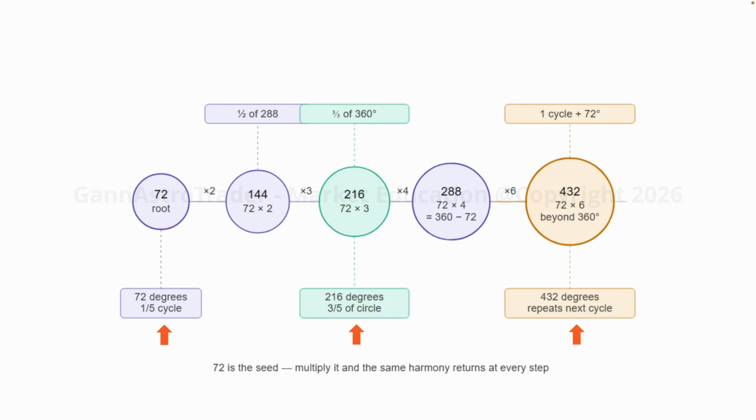From 72, a sequence begins to form. 72 multiplied by 2 equals 144. 72 multiplied by 3 equals 216. 72 multiplied by 6 equals 432. This creates a harmonic progression that repeats across different systems.